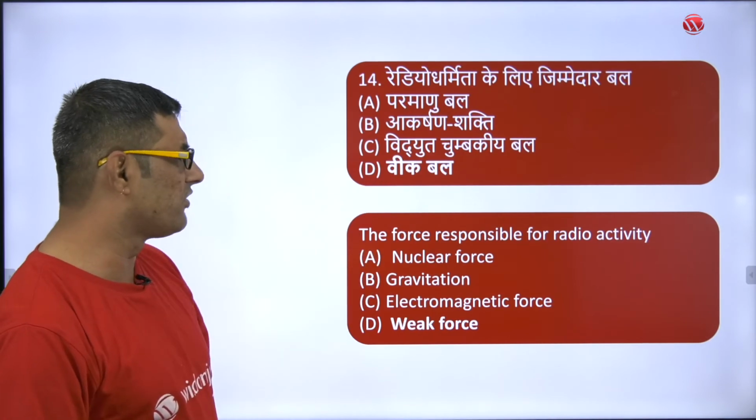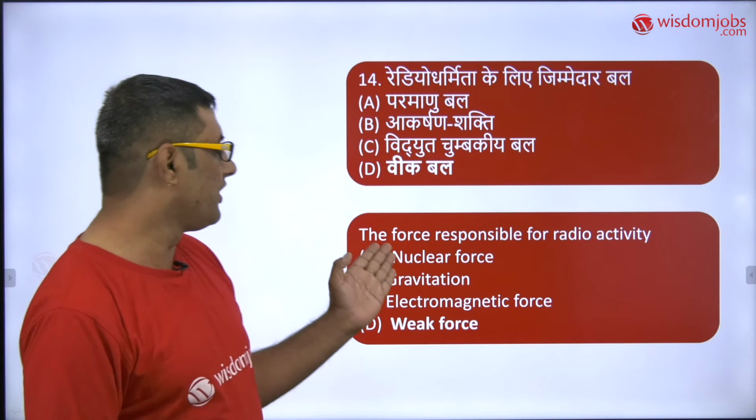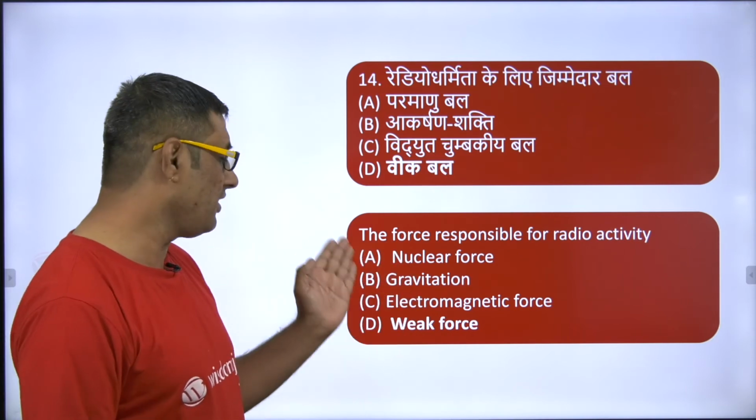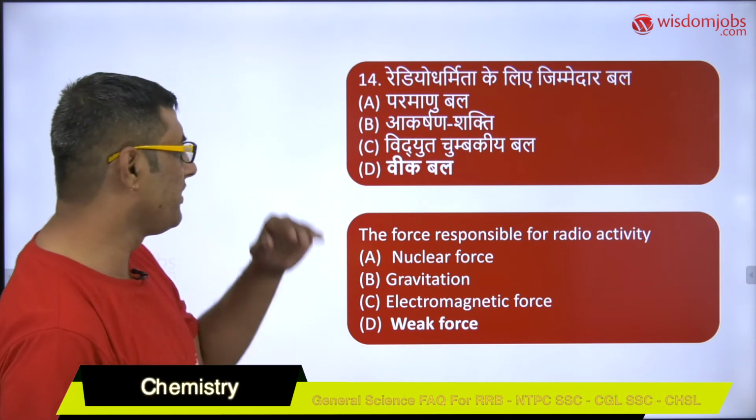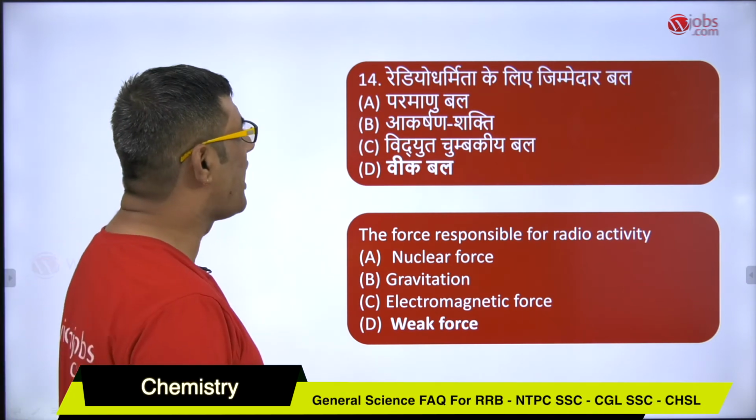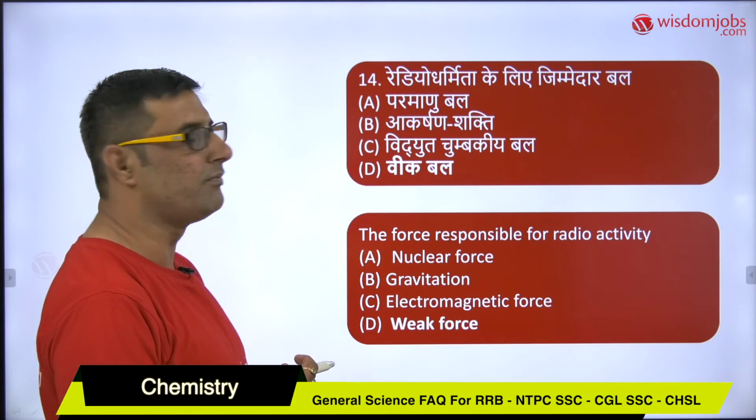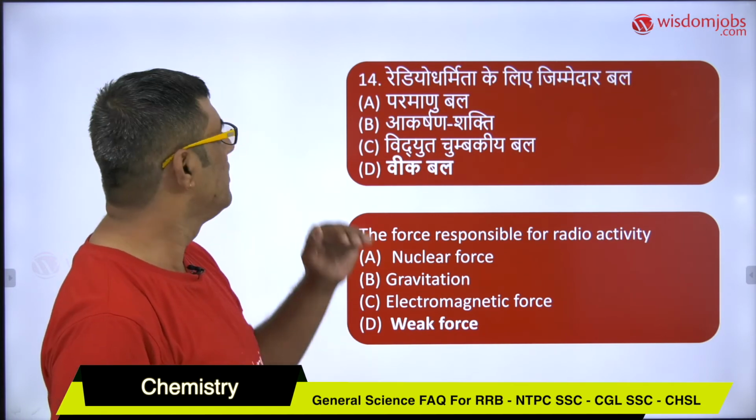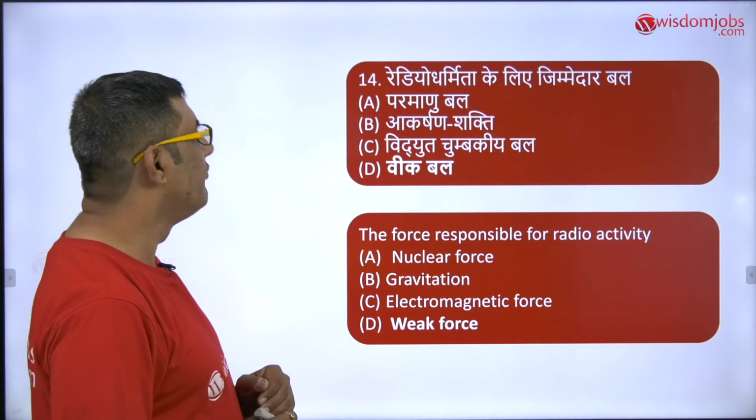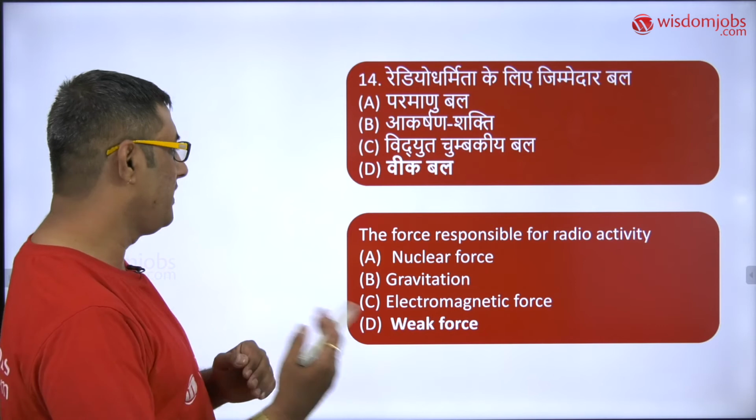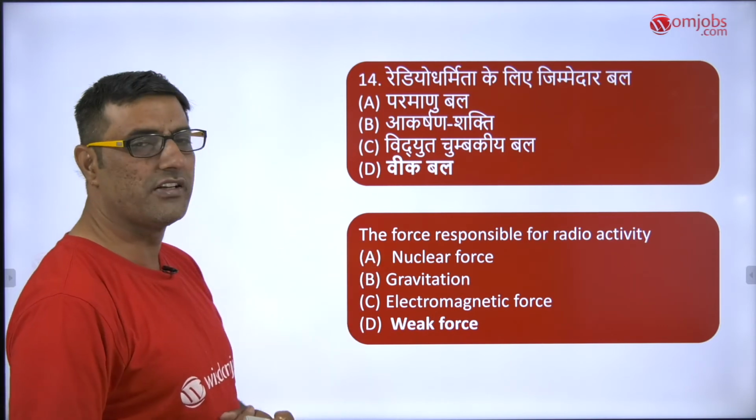The force responsible for radioactivity is, the options are A nuclear force, B gravitation, C electromagnetic force, and D weak force. Now let me read it in Hindi also. So let us analyze the given four options.